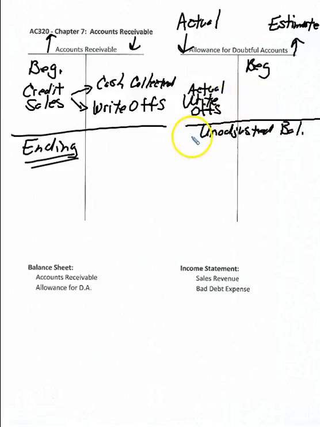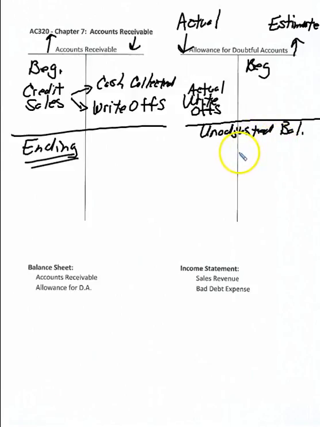And it can be either a debit or a credit balance. If it's a debit balance, that's because we wrote off more customers than we estimated, so we would have underestimated. If we have a credit balance, it's because our estimate exceeded the actual bad customers that we wrote off, so we would have overestimated.